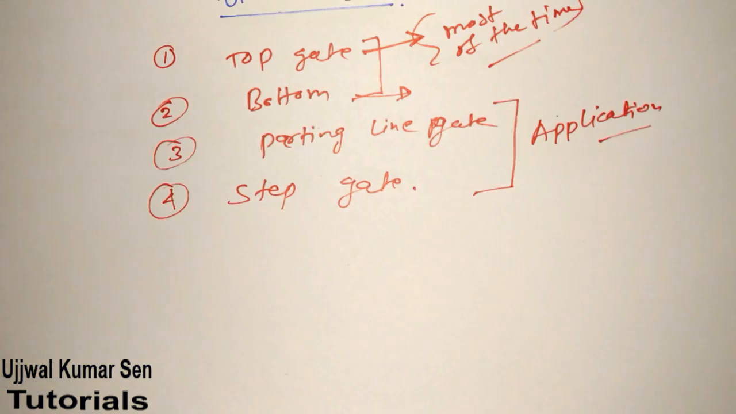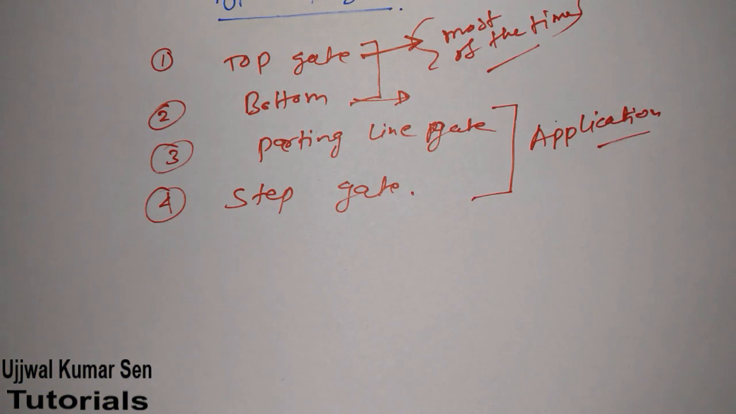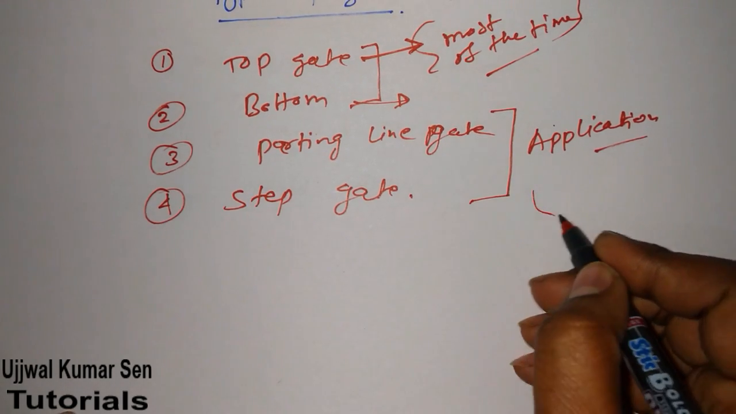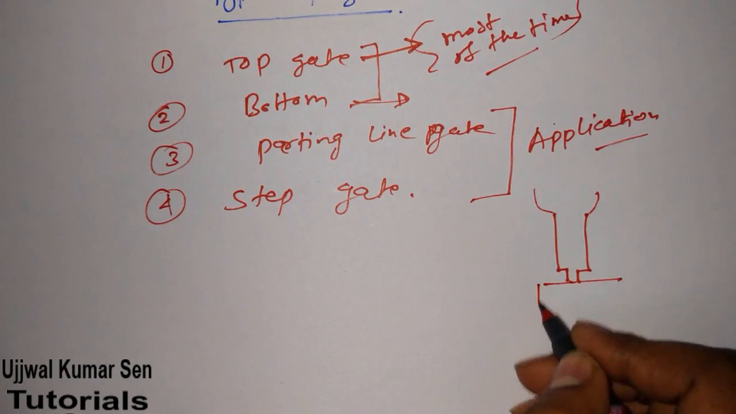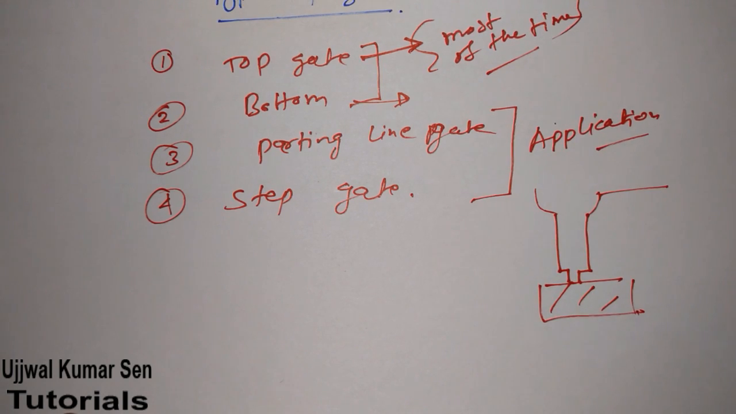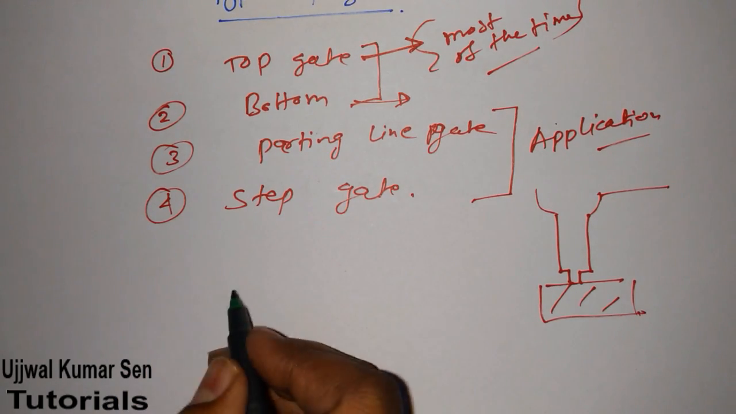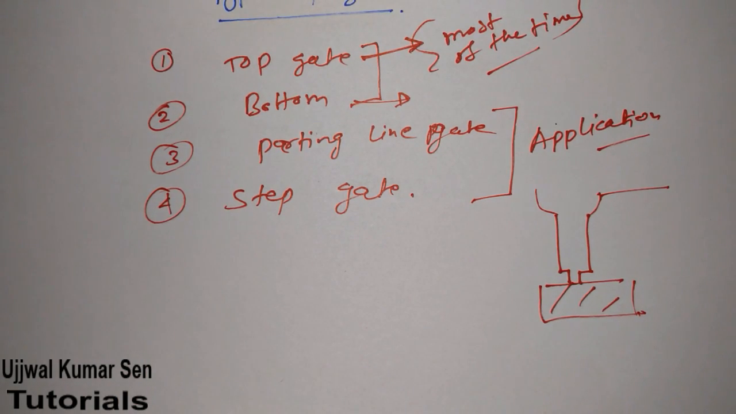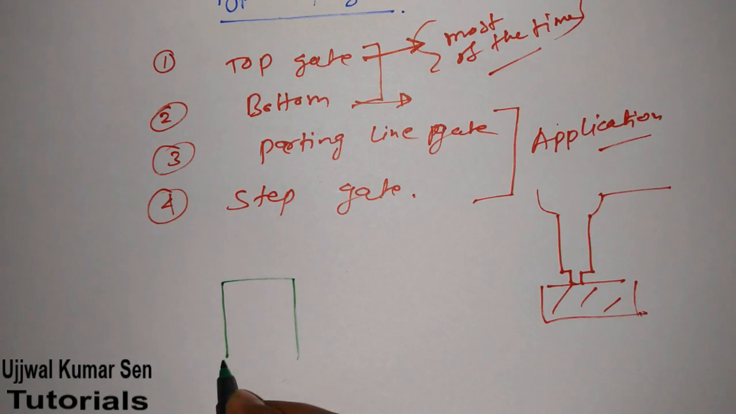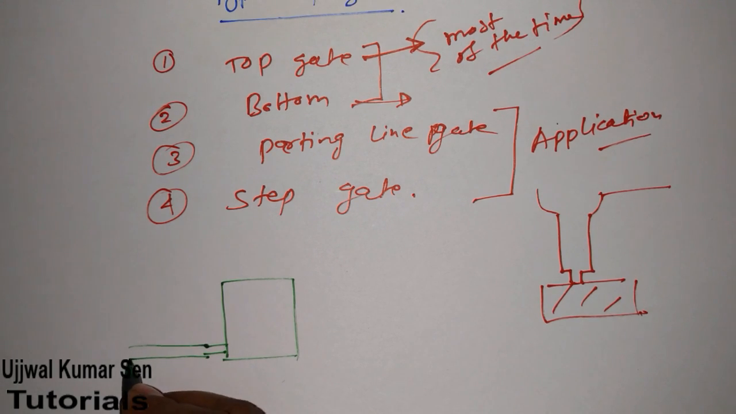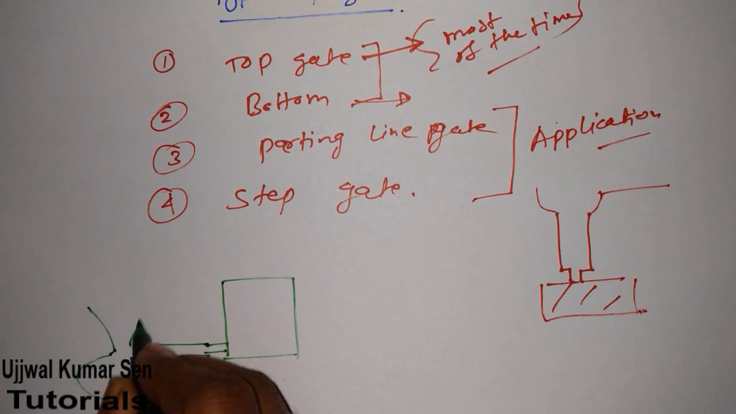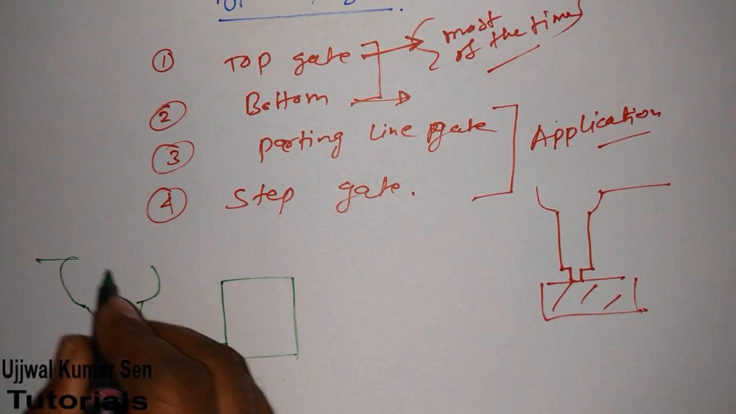In case of top gate, what exactly we do is provide the gate at the bottom of the sprue, right? Suppose we have a sprue here, and this is the sprue. We will provide the gate here only, before the cavity. This is known as top gate. If we are talking about bottom gate, then we'll provide it at the bottom of the cavity, not at the sprue. So suppose that this is a cavity, right? We'll provide the gate arrangement here, and of course we have to provide a runner, like this.